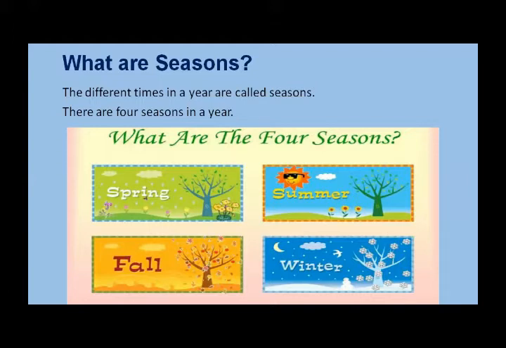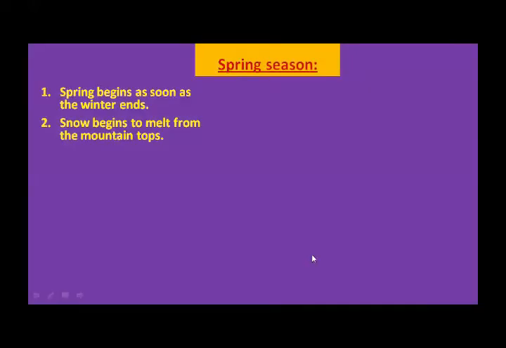So how many seasons in a year? Four. There are four seasons in a year. Tell me the names of the seasons. Spring. And when spring ends, which will be the next? Yes, summer season. And the third is autumn or fall season. And when this autumn or fall season ends, which season will come next? Winter. Yes, if your answer was winter, then clap for yourself. Very good. Now we will talk about each season.